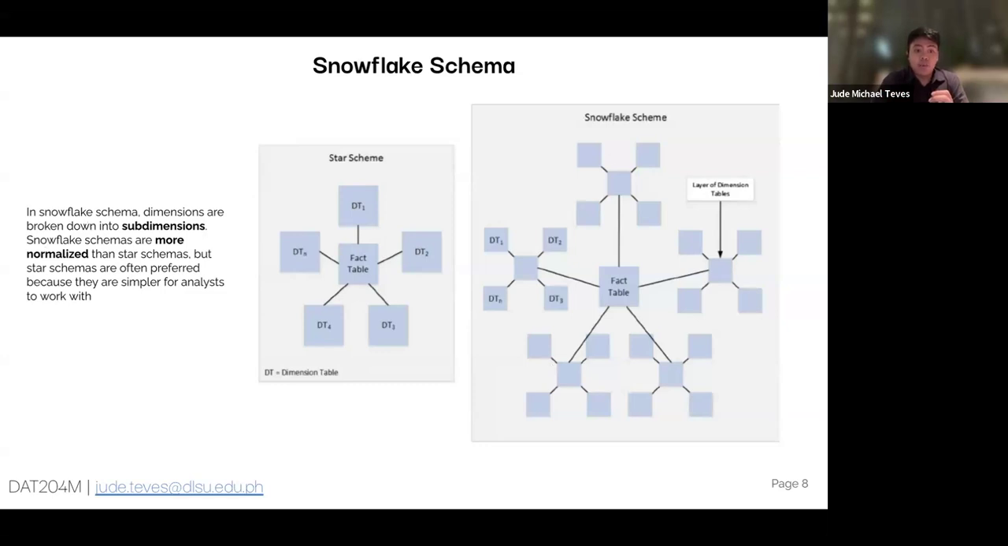Snowflake schemas are more normalized than star schemas. Take note of the normalization. But star schemas are often preferred because they are simpler for analysts to work with. What you get in Snowflake schema would be less redundancy because it is more normalized than star schema. In star schema, it is simple to work with, but you have lots of repetitions and redundancies. It's really for ease of access and querying.